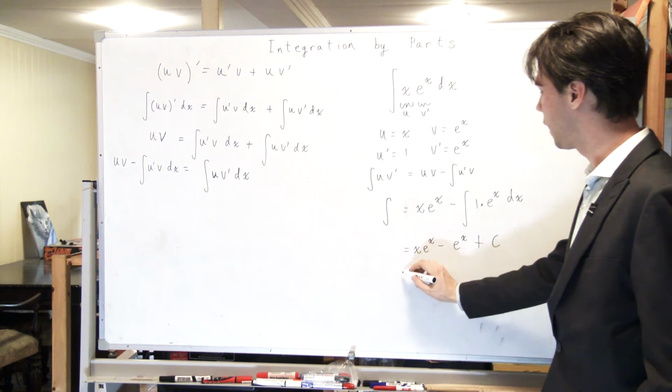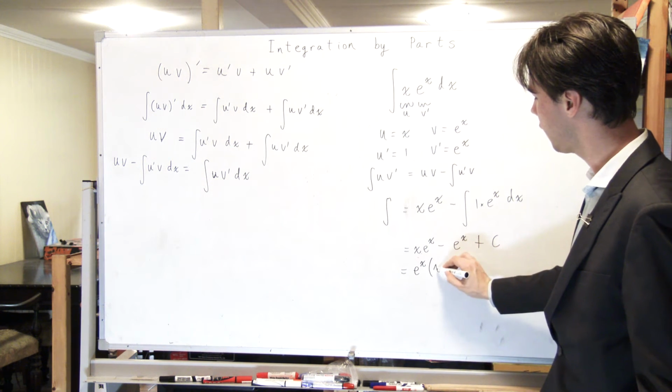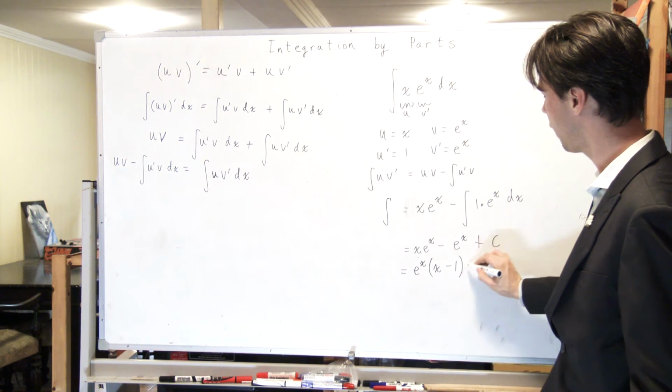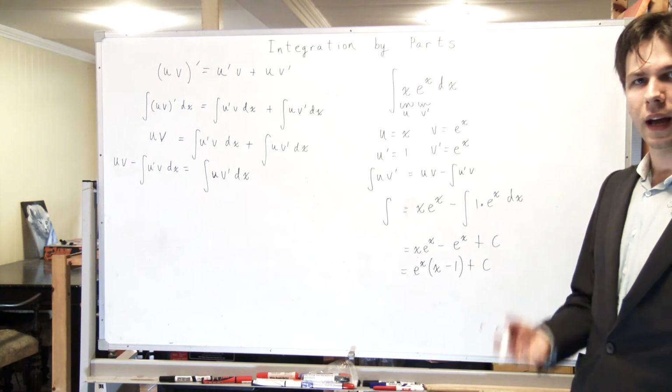But in this case, we can also go ahead and take out a factor of e to the x. And it's e to the x times x, take 1, plus constant. And there we have it.